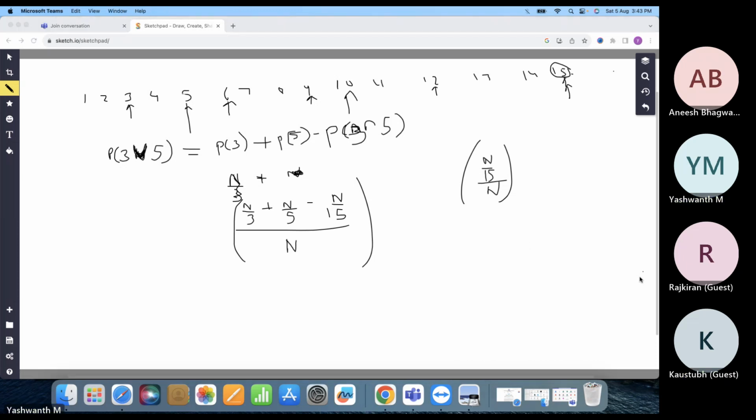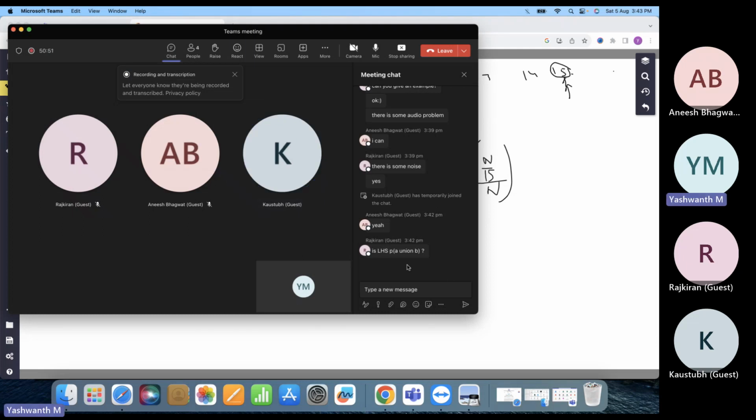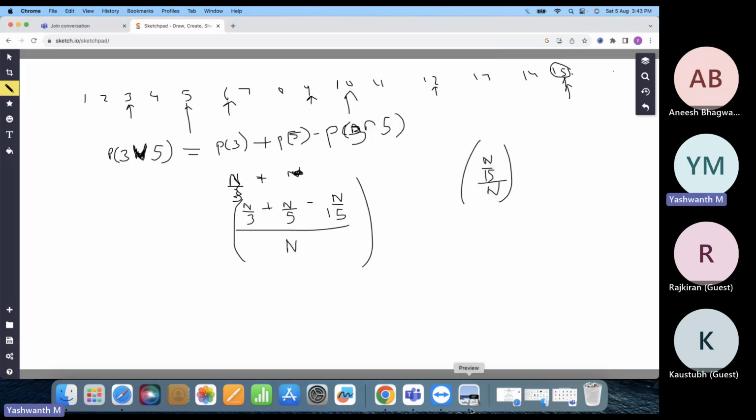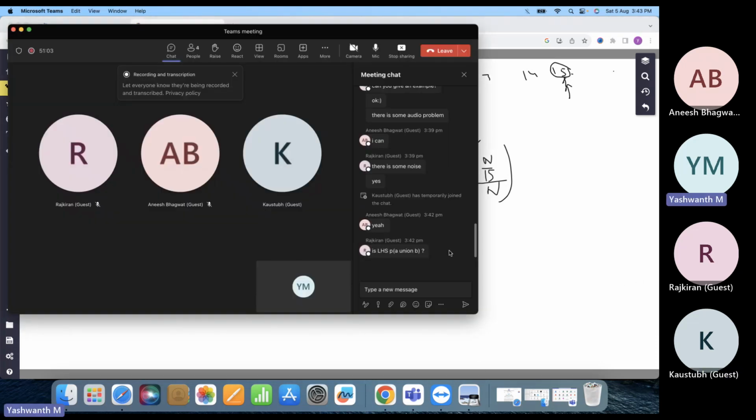Okay, I think that's a good point, right? LHS has to be in B, yeah. A intersection B is trivial. So I'm moving on to next question if there are no more doubts.